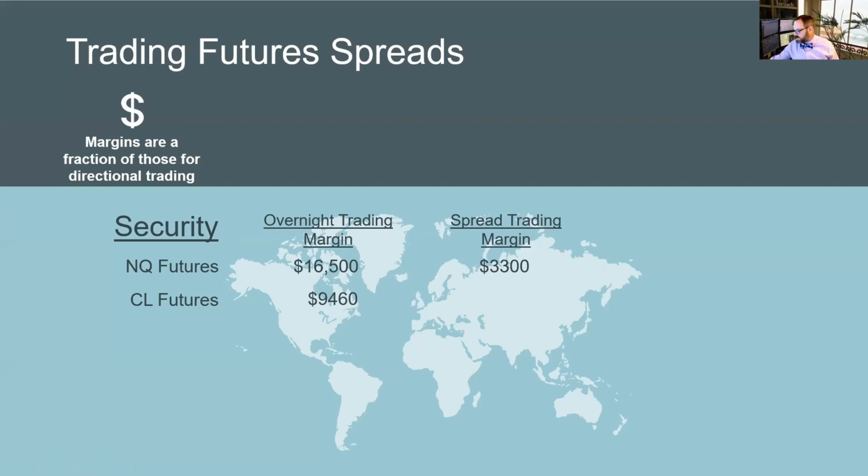Crude oil. If you want to trade crude oil right now, there's a little bit of volatility. So the margin went up to $9,400. But a bull or bear spread on crude oil would be only $2,000 margin.